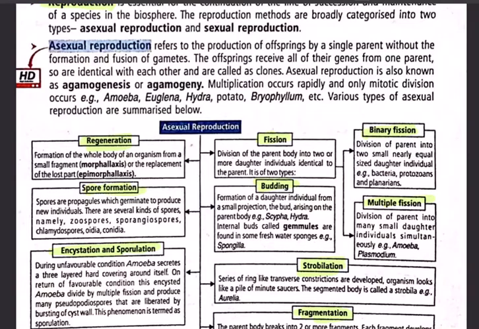Multiplication occurs rapidly. This is the finest point, the character of asexual reproduction. Multiplication occurs very rapidly and only mitotic division occurs. That's why they look like each other. They are similar because of mitosis. Examples: amoeba, euglena, hydra, potato, bryophyllum. Various types of asexual reproduction are summarized below.